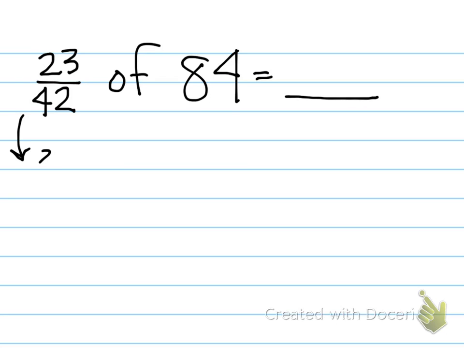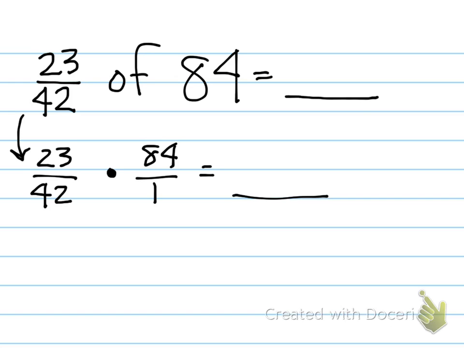We're going to drop a line, rewrite our numbers. Of, as we know, equals multiplication. And 84, any whole number, in order to make it a fraction, you simply put it over 1. So 84 over 1. You know this part. You're rock stars at this part. Trust the process. It doesn't change.